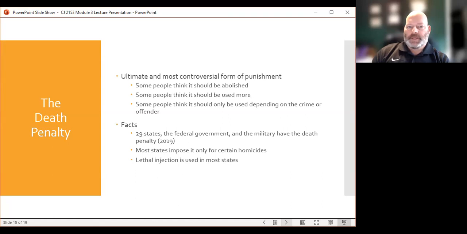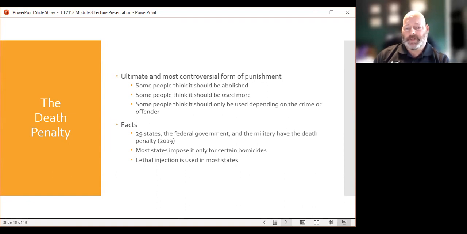Let's take a minute to discuss the death penalty, which in our criminal justice system and others around the world is the ultimate and most controversial form of punishment. It's controversial because some think that it should be abolished. Some think that it should be used more, and some think that it should only be used depending on the crime or the particular offender.